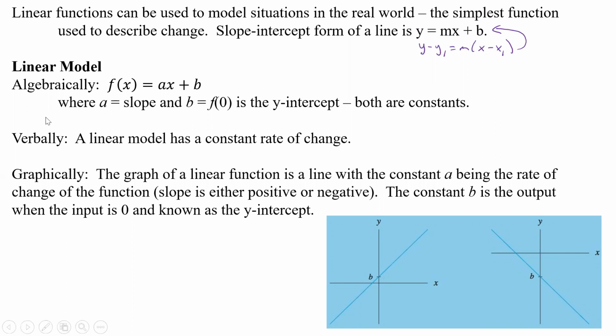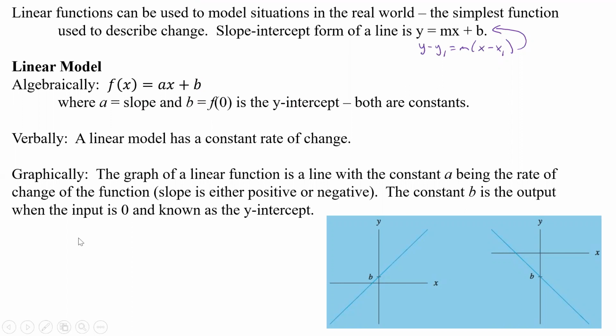Now for a linear model, algebraically, it's f of x equals ax plus b. So instead of y, we're using f of x, instead of m, we're using a, and then we still use b. Here a is the slope, and b is equal to f of 0. Basically, we plug in 0, and what comes out is b, the y-intercept. Both of these are constants.